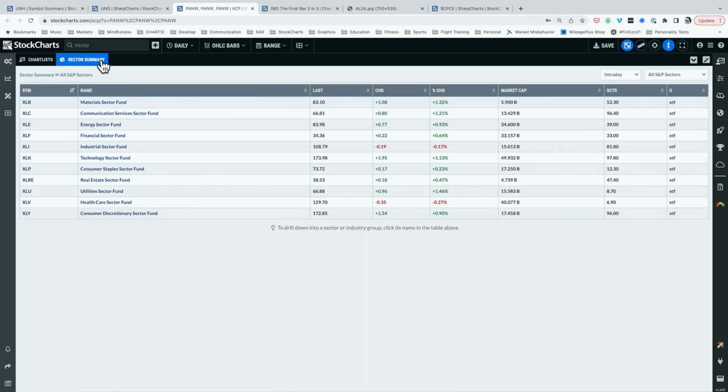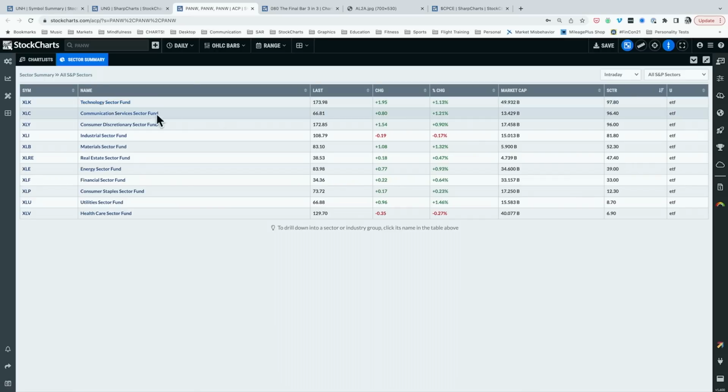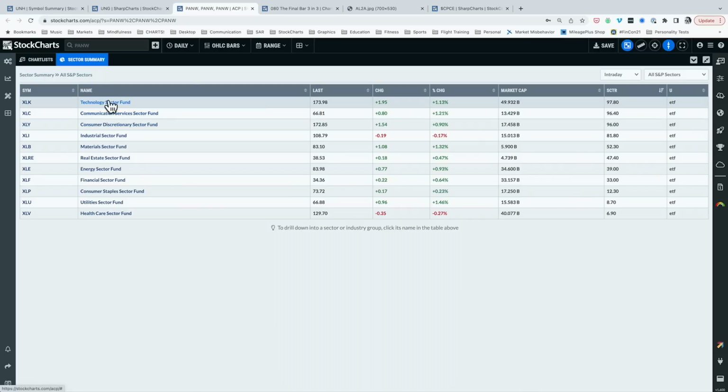Now, the Sector Summary tab is basically taking a report off of StockCharts.com, which is our sector and industry summary reports. We have different reports to try to break down stocks and sectors and all of these different things. With the Sector Summary tab, you can sort on SCTR rankings. I can see right now the technology sector is the top performing sector using our SCTR rankings, then communication services, then consumer discretionary.